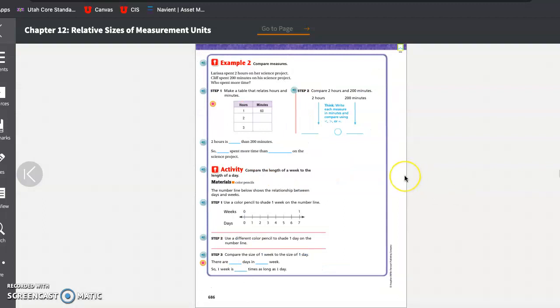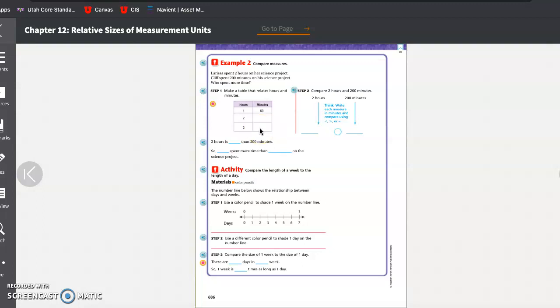Let's go ahead and move on to page 686. Larissa spent 2 hours on her science project. Cliff spent 200 minutes on his science project. Who spent more time? Make a table that relates hours and minutes. We are going to be relating hours over here and minutes over here. Quickly, let's fill out this chart. We know that in 1 hour, there are 60 minutes. So in 2 hours, there are, good, 120, right? Then 3 hours, there is 180. Good.